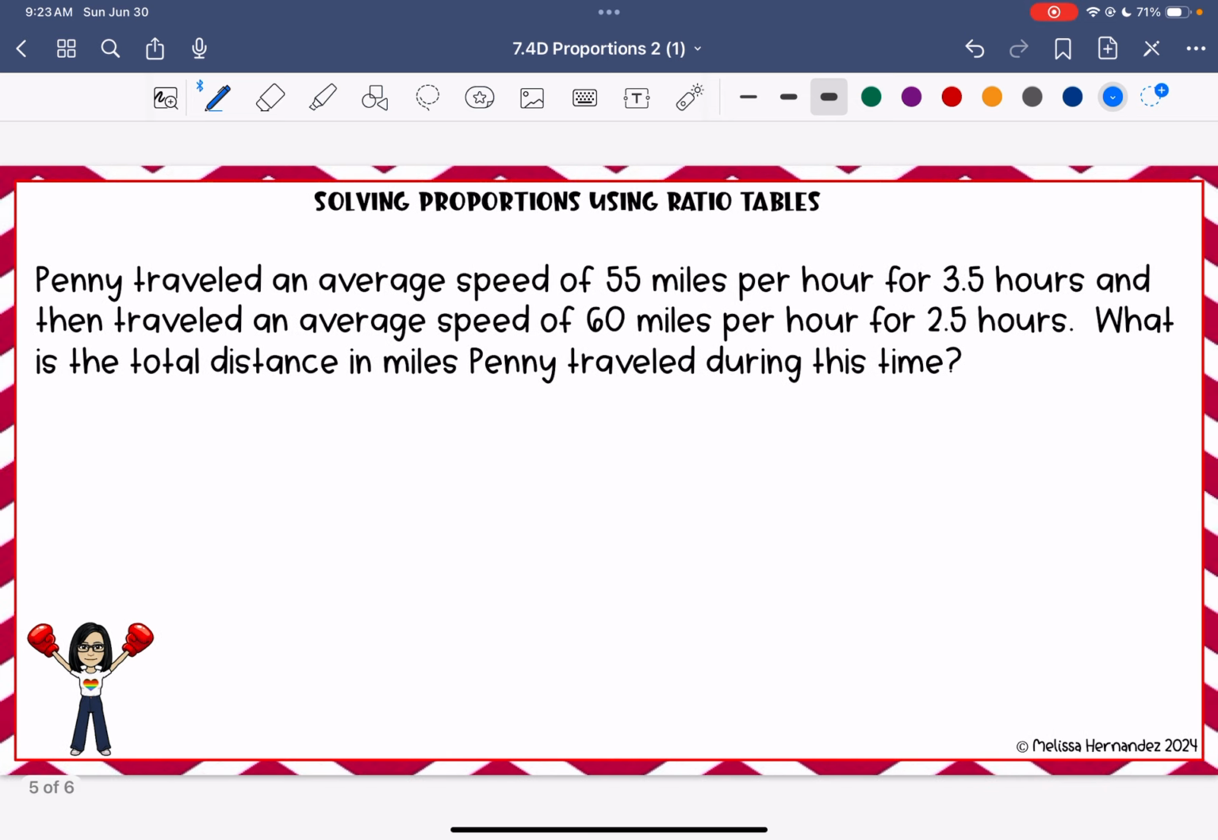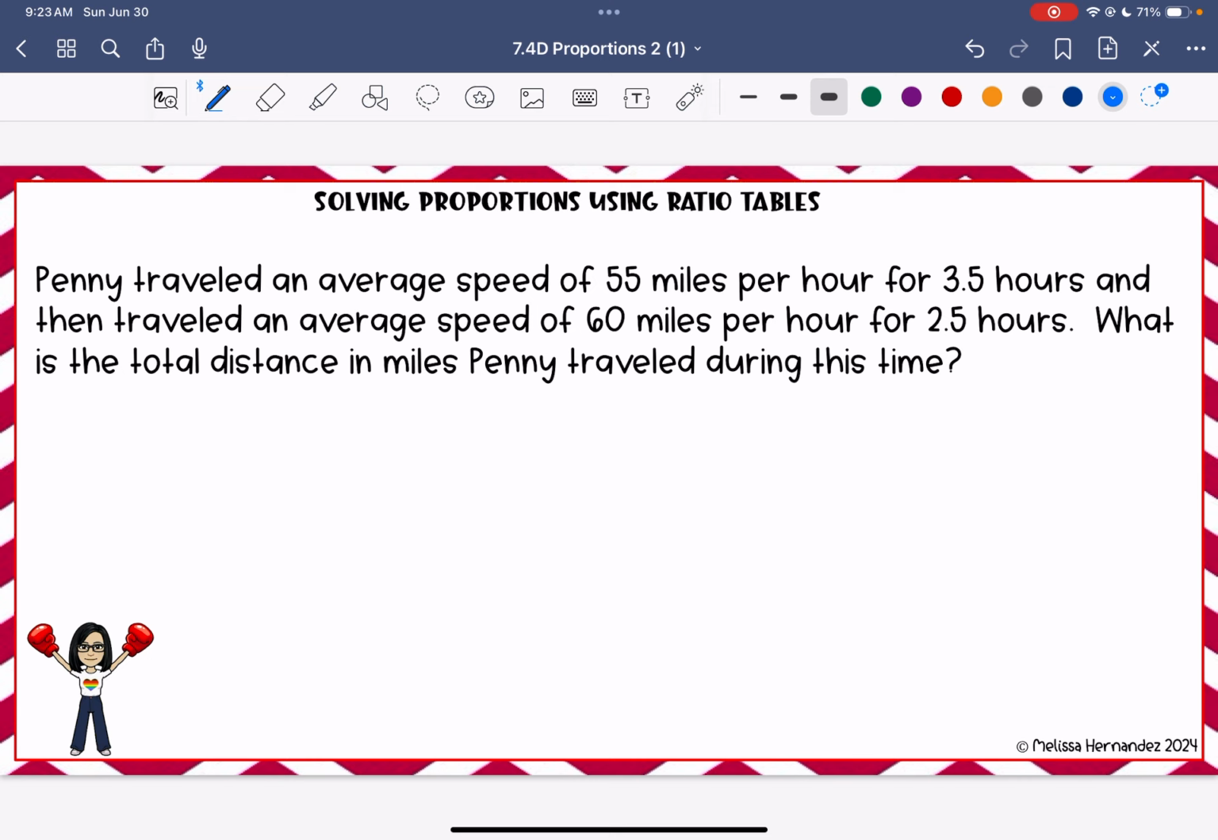All right, so it says Penny traveled an average of 55 miles per hour for 3.5 hours, and then traveled an average speed of 60 miles per hour for 2.5 hours. What's the total distance in miles Penny traveled during this time? We could even argue three problems built in one.